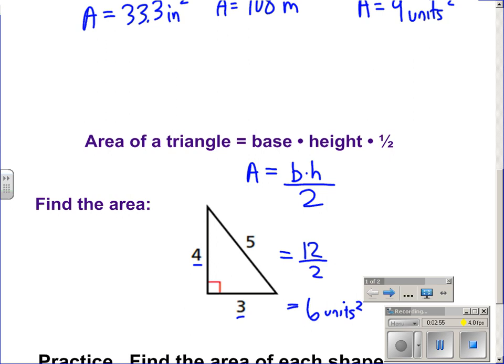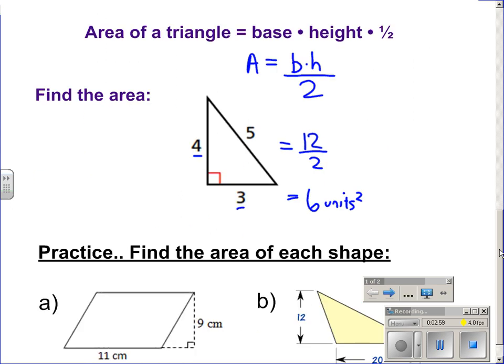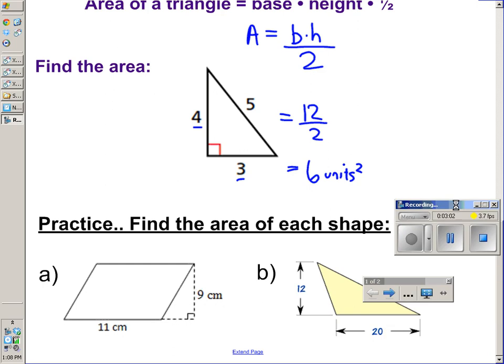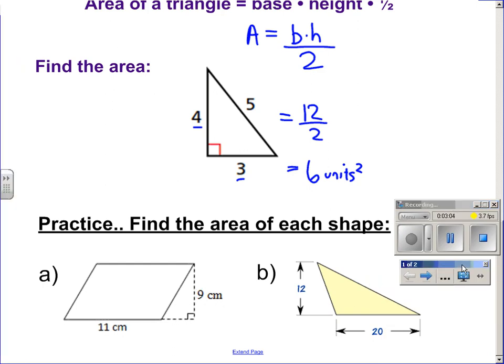Alright, so you have your formulas for the area of parallelograms and the area of triangles. We're going to have you go ahead and solve those two shapes, find the area of each. Letter A is a parallelogram, letter B is a triangle. Have those ready for class tomorrow. We'll have a good discussion.